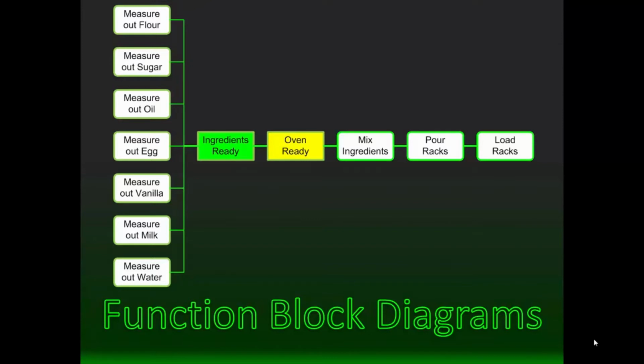Now each of these 7 little processes have their own uniqueness. You don't measure out flour the same way that you measure out oil. So each one of these little squares in this image represent a separate process. But this is the overall process.